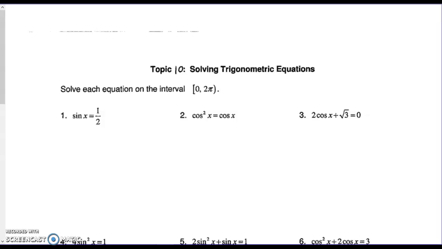Hi everyone. So it seemed that topic 10 was the topic where most people struggled. So we're going to go over our trigonometric equations.